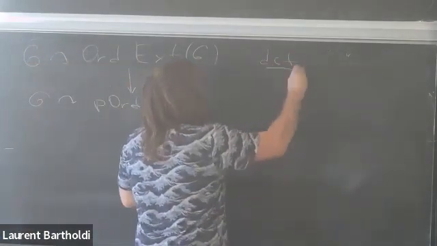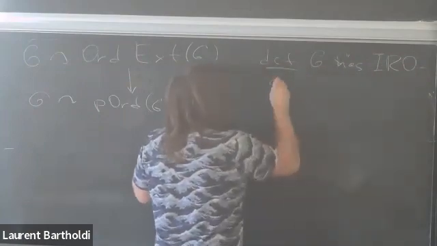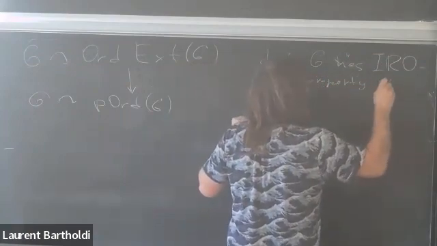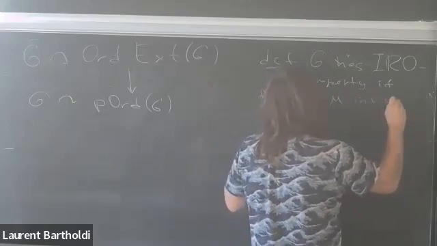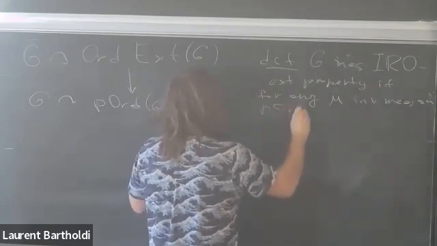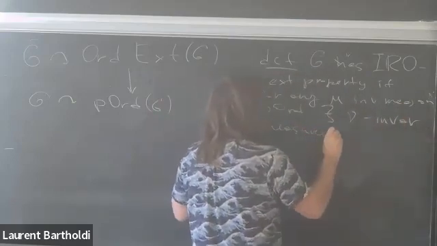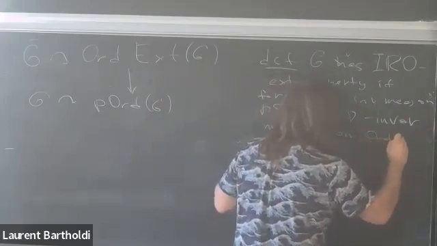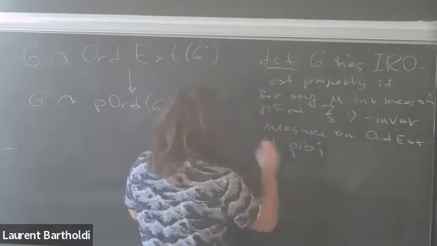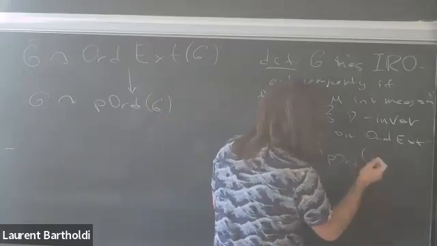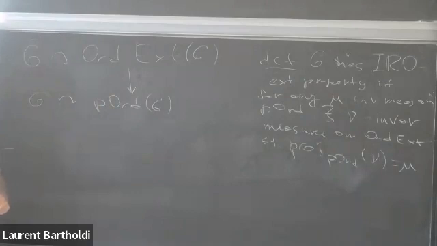So, definition. We say that G has the IRO extension property, the invariant random order extension property, if for any invariant measure nu on the space of partial orders, there exists an invariant measure mu on the space of order extension pairs such that the projection on the space of partial orders of mu is nu. Okay, does that make sense?